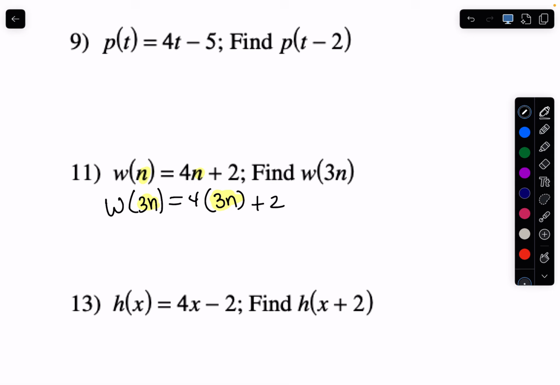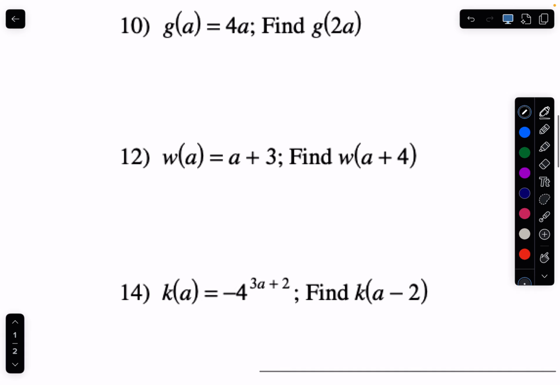And then for these, you can't simplify much, right? You just simplify as much as you can and stop. So our simplification would be 12n plus 2. So you can still write that as an ordered pair. If I input 3n, I am left with 12n plus 2. Okay? So you're just inputting a function per se. Okay? Everybody okay with 11?